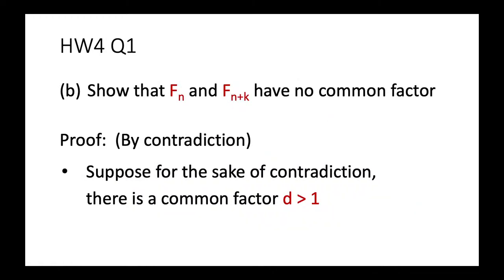Now the next part is we want to show that any two Fermat numbers are relatively prime, which means that they don't have any common factor other than 1. You can have different ways of showing this, but the easiest way I think is to show this by contradiction. So suppose for the sake of contradiction, there is a common factor d greater than 1 between the two numbers f of n and f of n plus k.